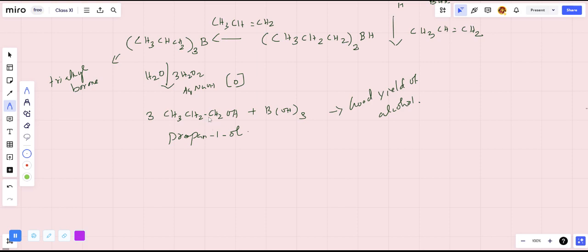So this is the first method of preparation, from alkene. Under the heading of alkene we have seen two methods: acid catalyst hydration, and hydroboration oxidation. Now we are going to see the second method, from carbonyl compounds. What do you mean by carbonyl compounds?